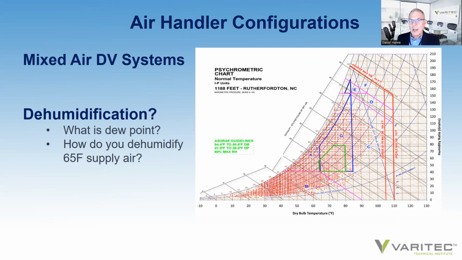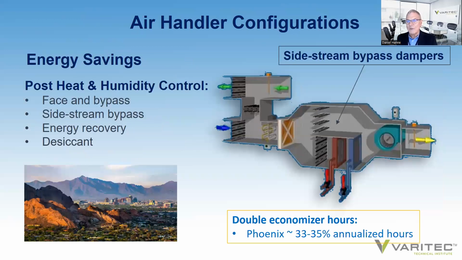Just supplying air conditioned to 65 will not provide adequate dehumidification, if any, and consequently, a humidity problem will certainly occur in most buildings. So how do we do that? How do you create a supply air jet that is adequately dehumidified, but yet is supplied to a building at 65 degrees? I've had very good luck in our market using a strategy called side stream bypass.